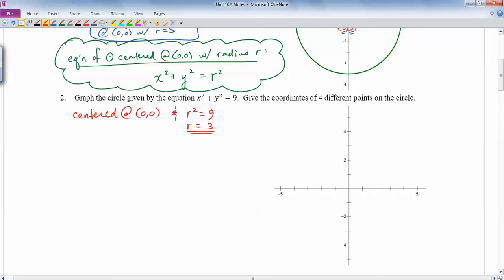So if I know it's centered at 0, 0 and the radius is 3, then I can plot 4 easy points. I go up 3 to 0, 3. I go to the right 3 to 3, 0. And go down 3 to 0, -3. And I can go left 3 to -3, 0. And then you just want to do your best to make a circle out of that. And there you go. We'll label the center too, just to have it. And that's all there is to that.